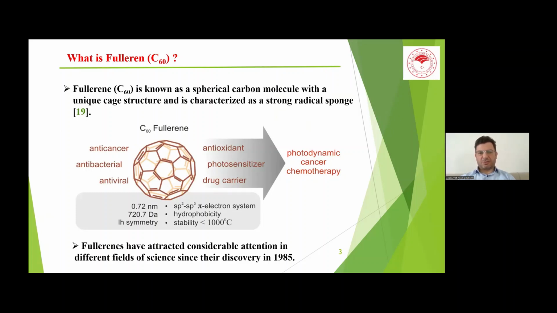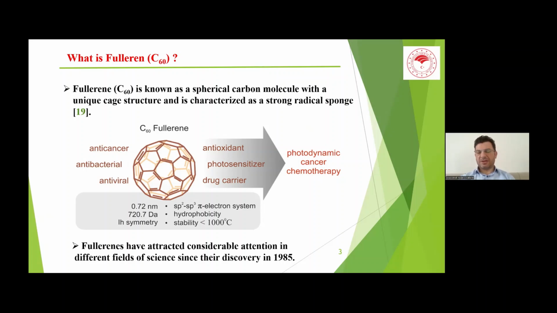What is fullerene? As I told, there are 60 carbon elements in a ball-shaped component. There are some bioactive properties like anti-cancer, antioxidant, antibacterial, photosensitizer, drug carrier, and antiviral. So the attention of scientific researchers, and also of industry, is attracted by this component, fullerene.